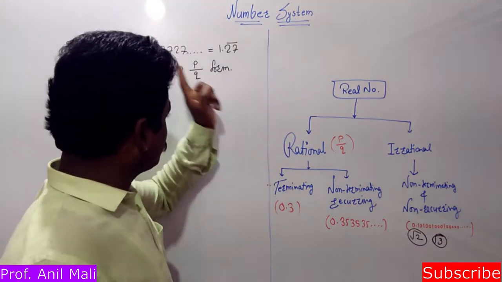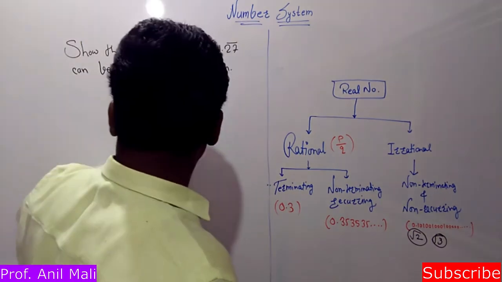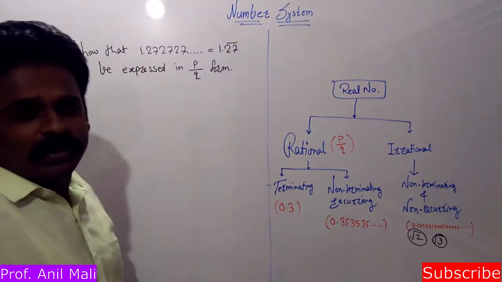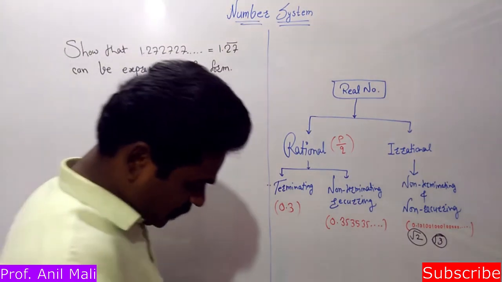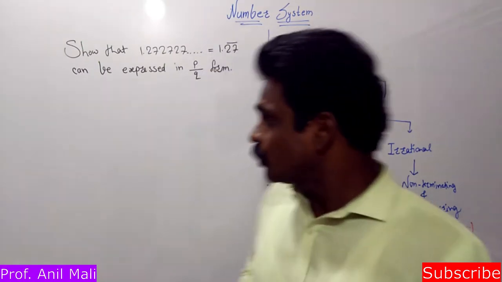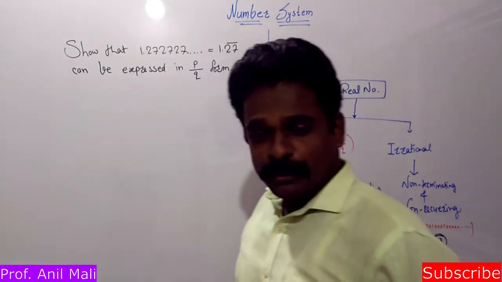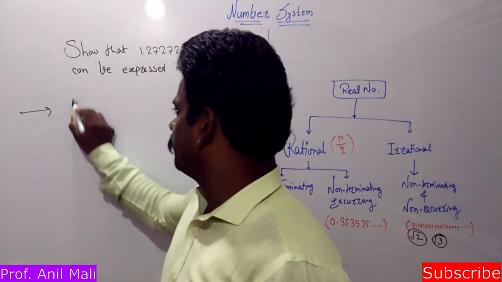That's why we called it a rational number. Okay, no problem. Now how can we convert this into P by Q form? See, to convert this given number into P by Q form, what we will do here? We will do one thing. Just consider the given number as x.